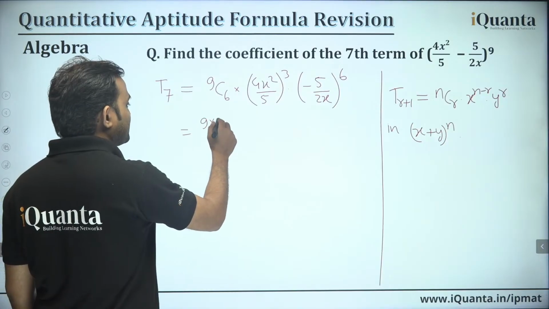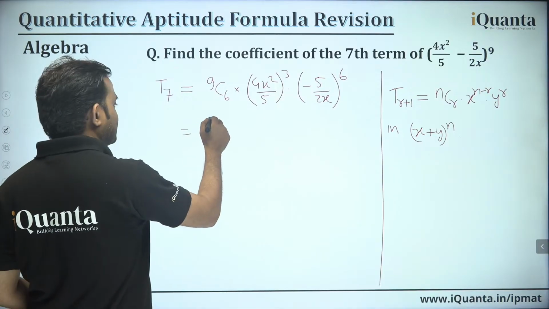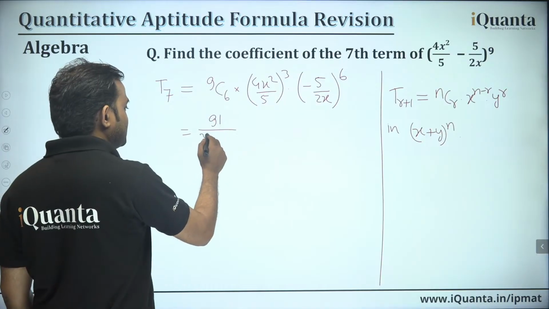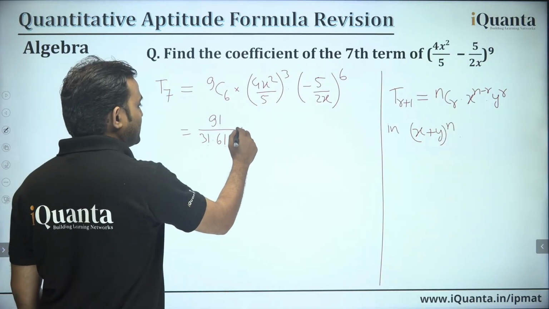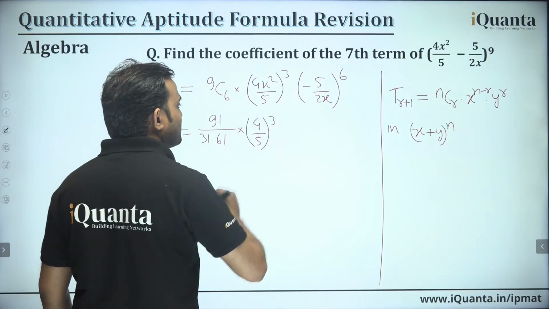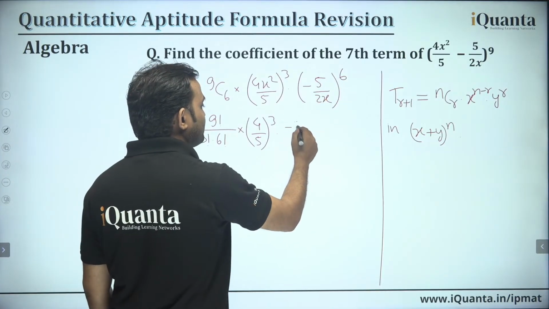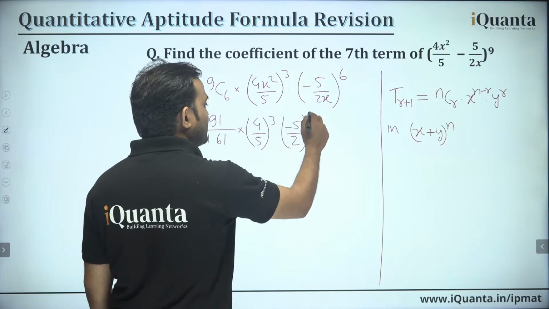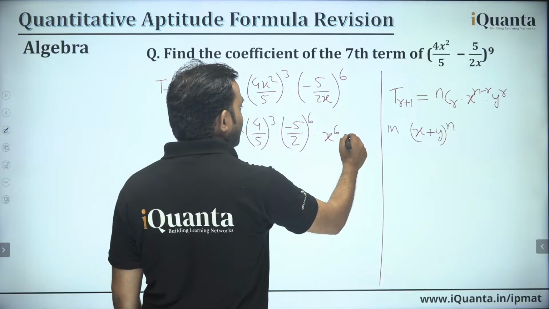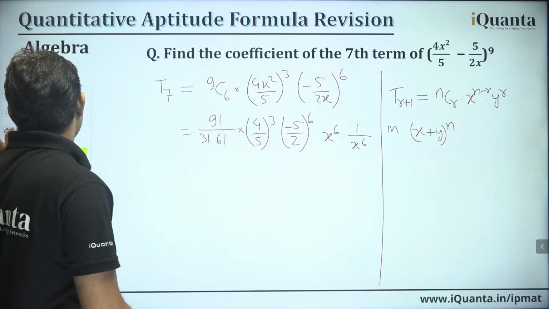Let me write it in the way you can understand. This will be 9 factorial divided by (9−6) which is 3 factorial, into 6 factorial, into this (4/5) to the power 3, which I can take outside. And then this (−5/2) to the power 6 will also become positive. Into this will become x to the power 6 into 1 by x to the power 6. So this will eventually cancel out, right?